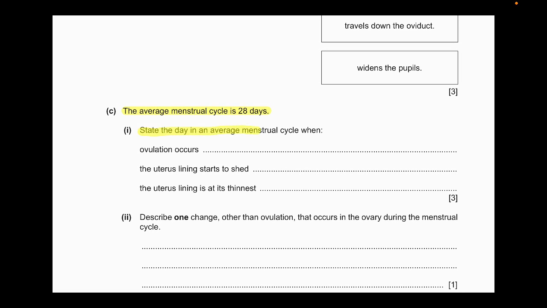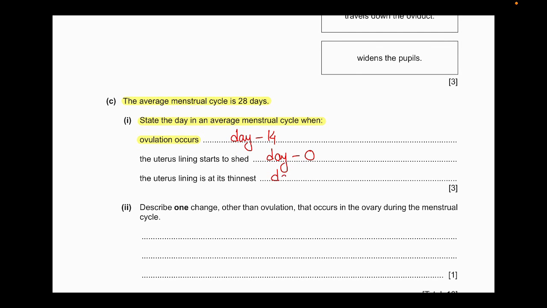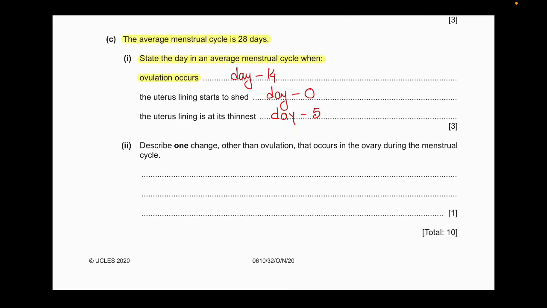So the average menstrual cycle is 28 days. State the day in an average menstrual cycle when ovulation occurs. So ovulation occurs at day 13 or day 14. So we're going to write day 14. The uterus lining starts to shed. So we can call it day 1 or we can call it day 0. So day 0. The uterus lining is at its thinnest. Between day 4 to day 5, usually the menstruation continues. So obviously at day 5, it's going to be the thinnest.